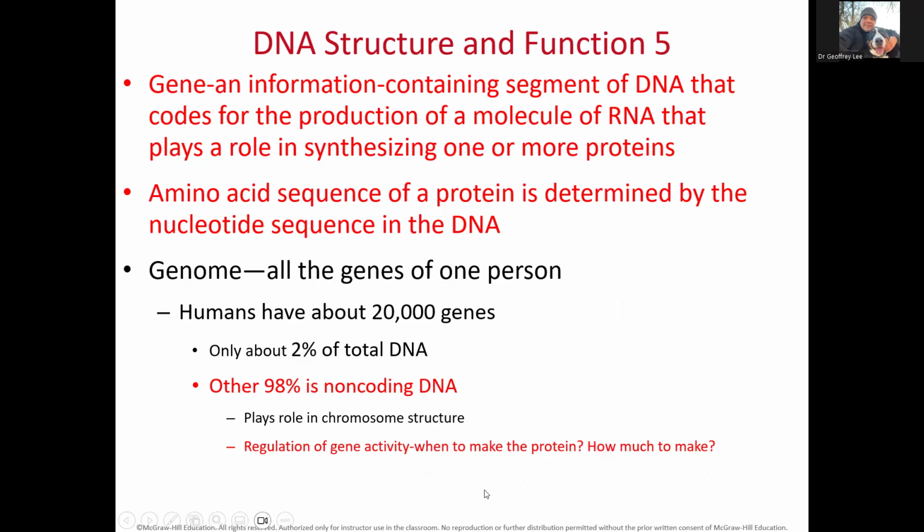What it does is regulate gene activity: when we make that protein, when we activate the gene, when we deactivate the gene, and how much we want to produce from that gene. All of that is regulatory regions. So the 98%, even though it's not coding, is still important. Because you can make insulin at the wrong time, and that's a bad thing. You need to know when to make it, when not to make it, and how much to make. That's all part of the non-coding regions of DNA.